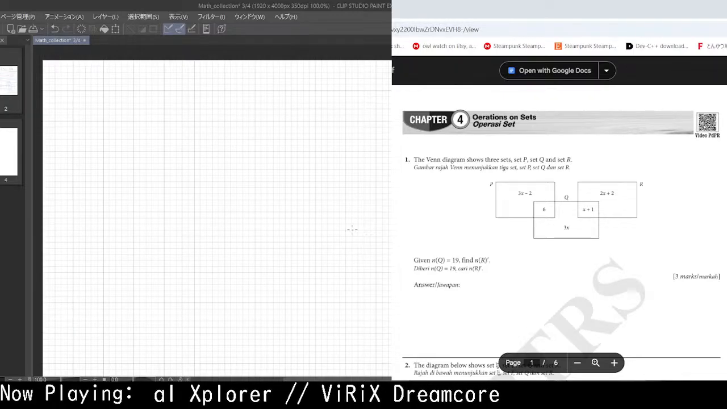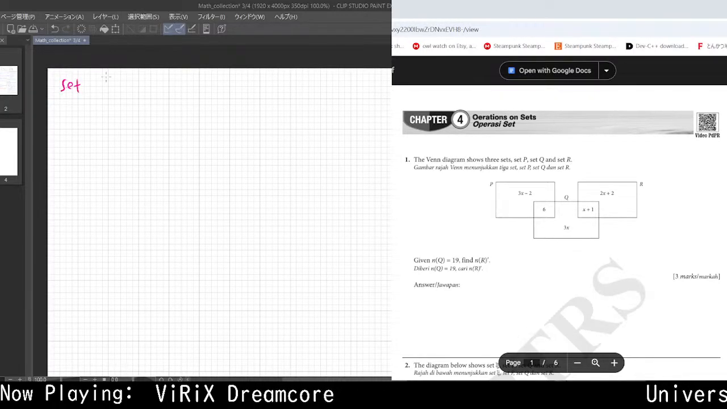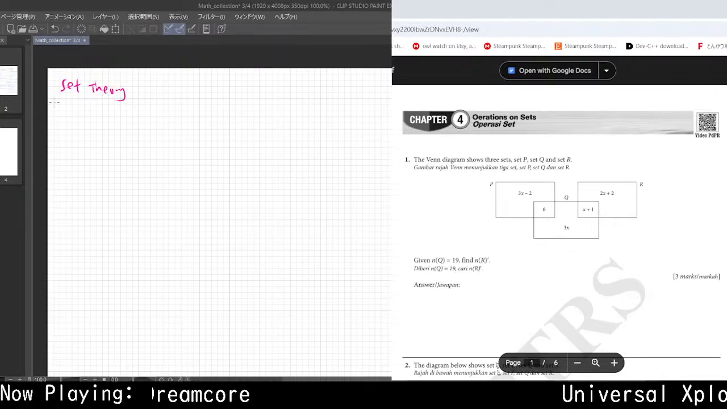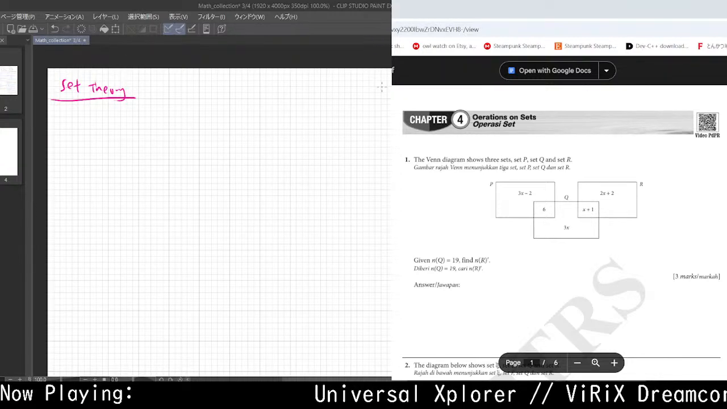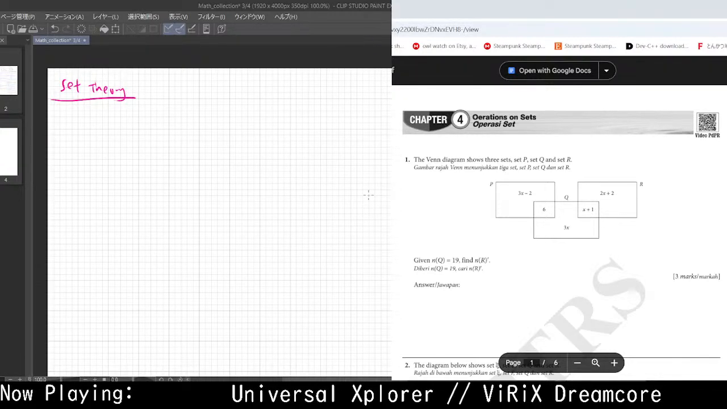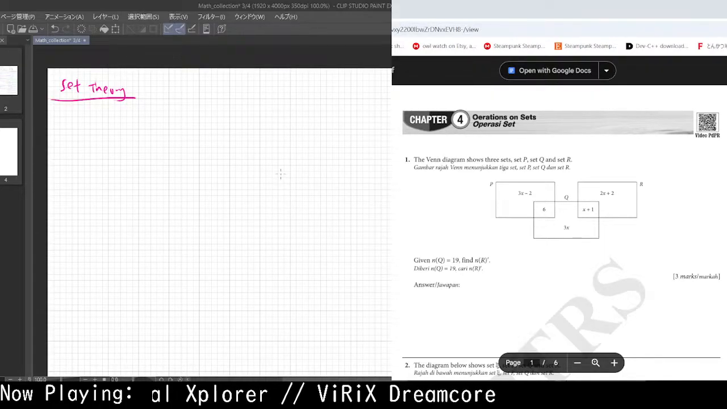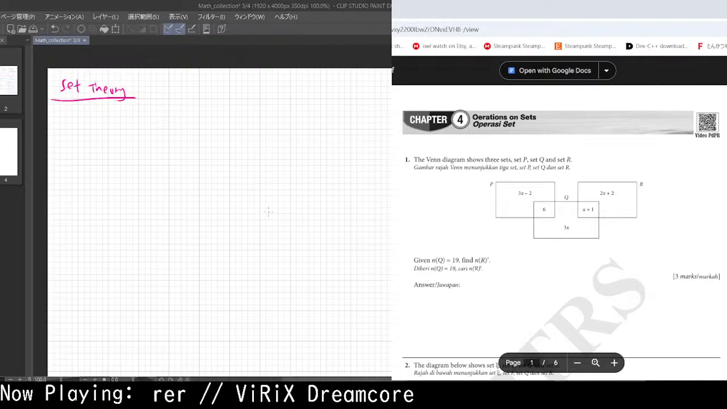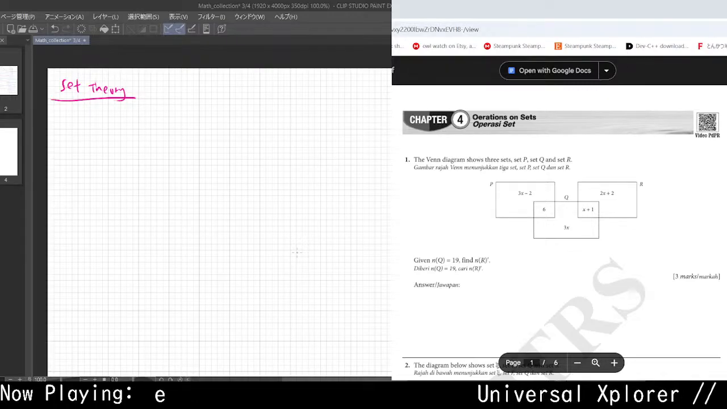So in terms of sets, set theory. Okay. In terms of sets, what you want to know is what they are, how you write them out, the symbols, and what questions can come out. The types of questions are actually a lot, but most of them surround certain things. So let's talk about it.